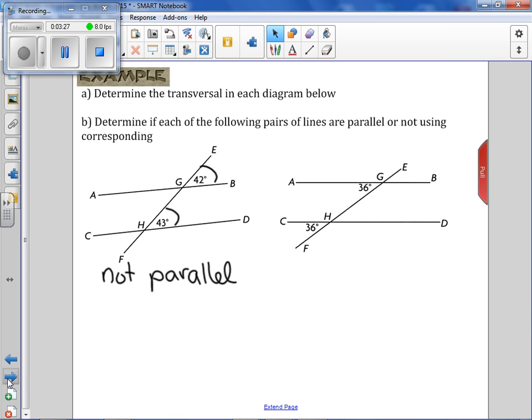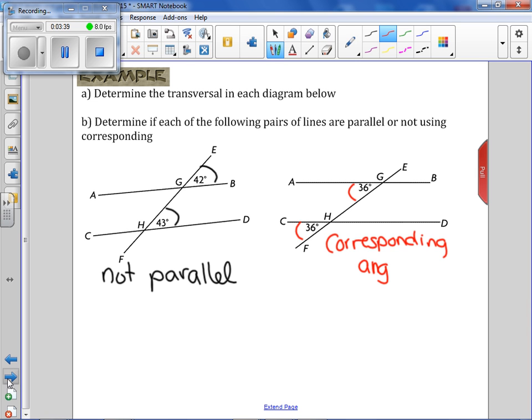Over here, these corresponding angles are equal. So if your corresponding angles are equal, that means that the lines are parallel.